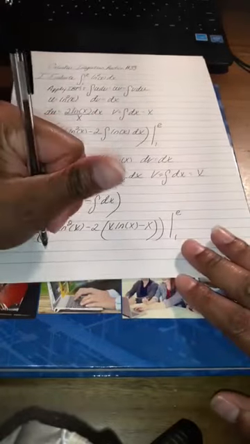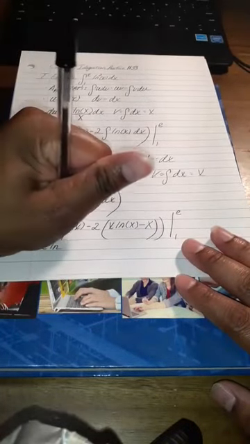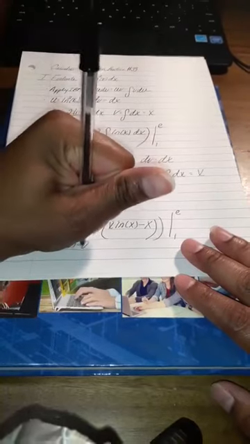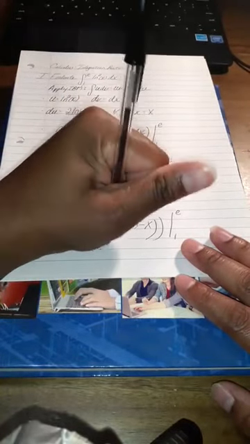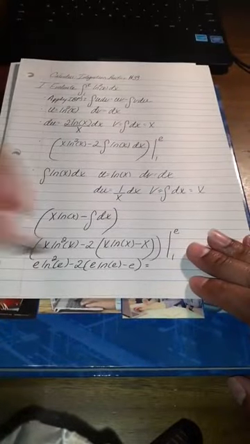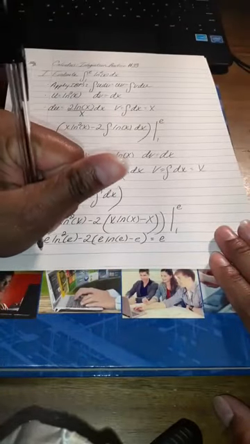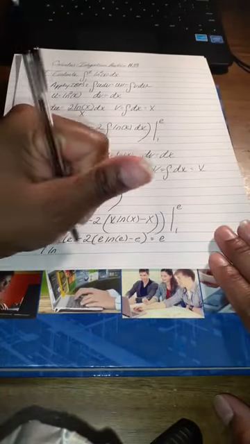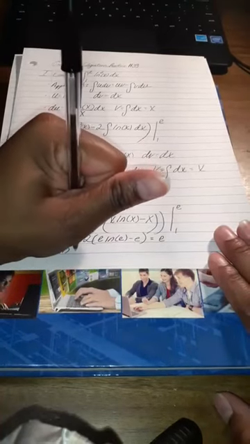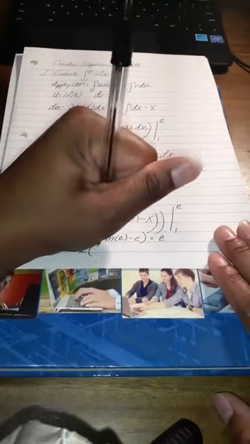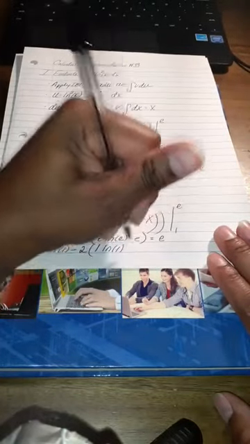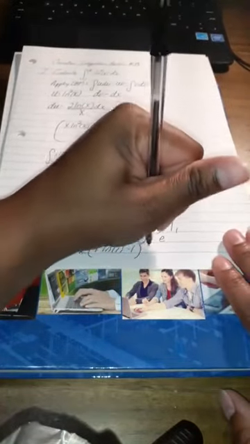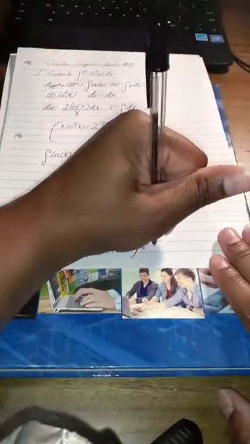Now you plug everything in. So we'll get e ln squared of e minus 2 times e times ln of e minus e. That's just going to give us an e. And then we stick in the 1. So we'll have 1 times ln squared of 1 minus 2 times 1 multiplied by ln of 1 minus 1. And that's just going to give us 2.